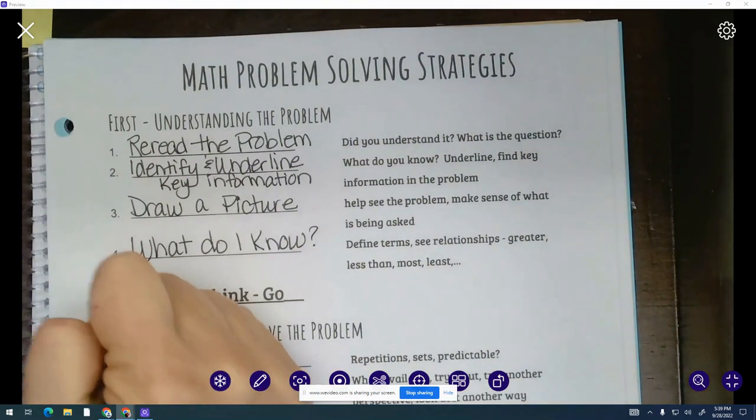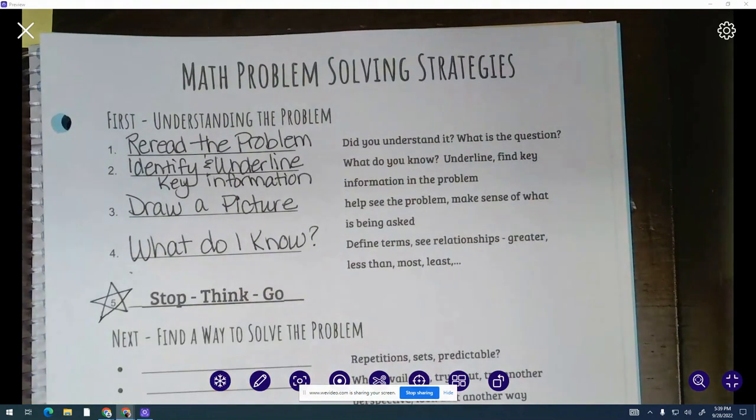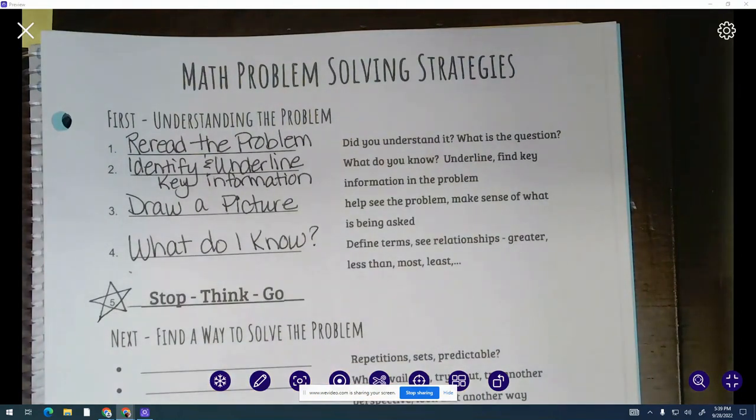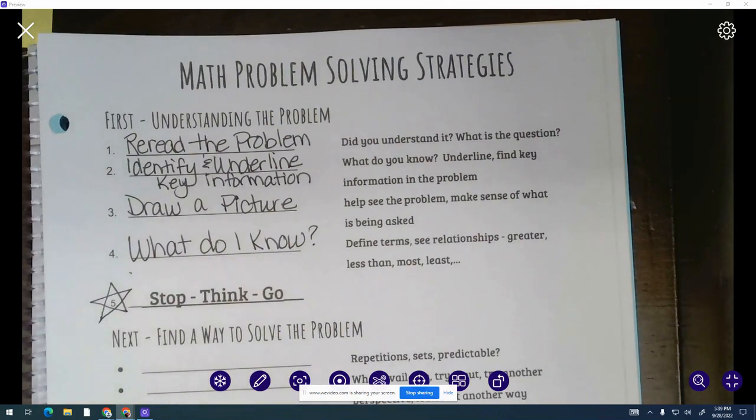One of my favorite strategies is the stop, think, go. And I think this is an area a lot of you need to slow down and focus on. The idea is that you look at the problem and you stop and you think about it and you make sure you understand, what is it asking for? Do I have to answer in a full sentence? Do I have to explain it in sentences? Do I only have to show my work? What are the labels that it's looking for? Is it looking for centimeters? Do I need to convert? Really make sure you understand what's going on.